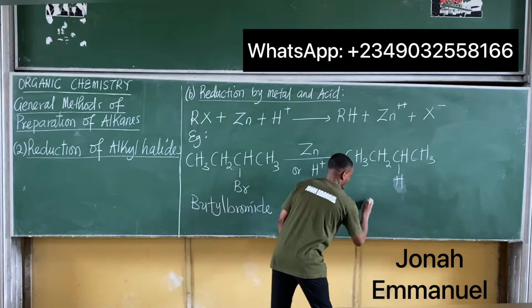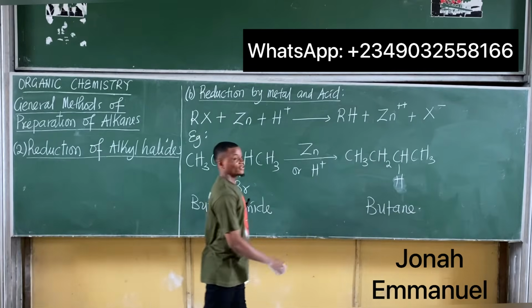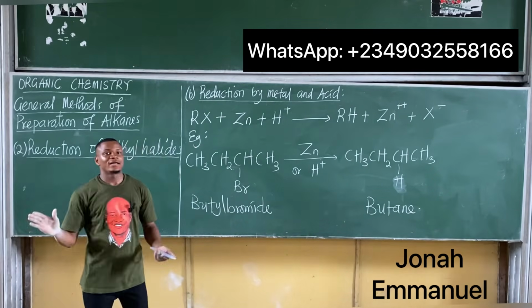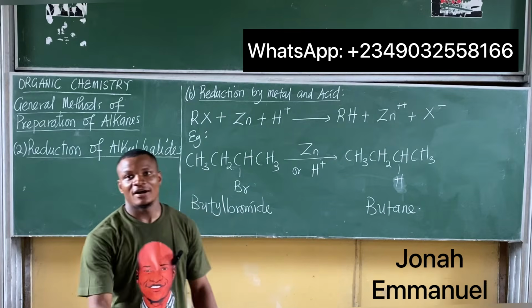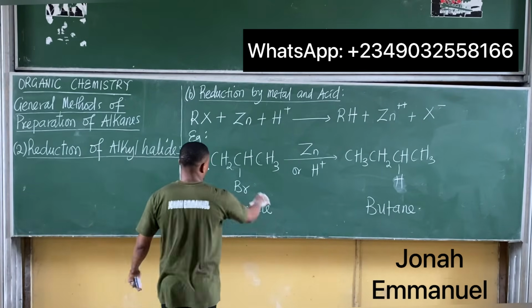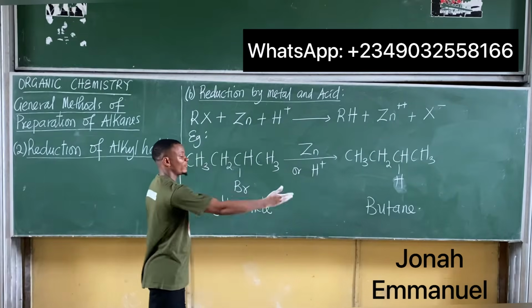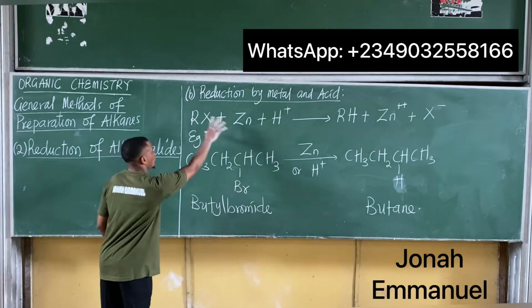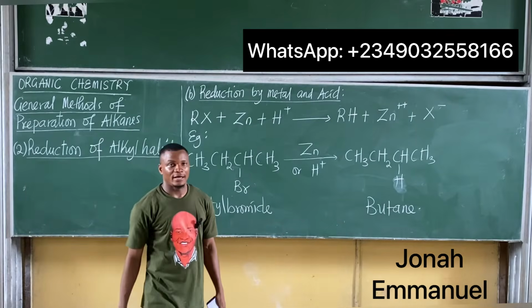What do you have there, please? Yes, what's a butyl? Butane. So the idea is simple, please. I'll pass an alkyl halide through a metal or hydrogen, and I'll have an alkane. That's the simple idea. Metal, hydrogen gives you a corresponding alkane. This is called the reduction of alkyl halide.